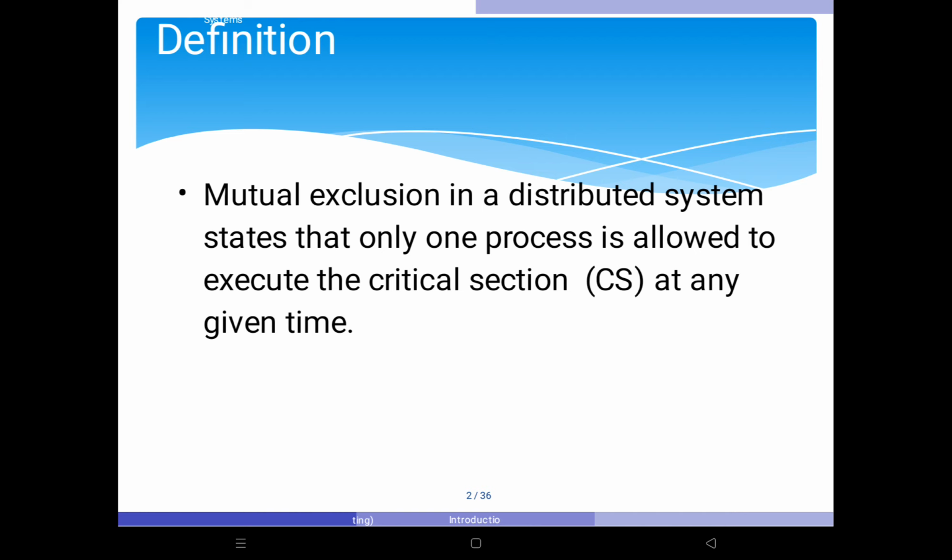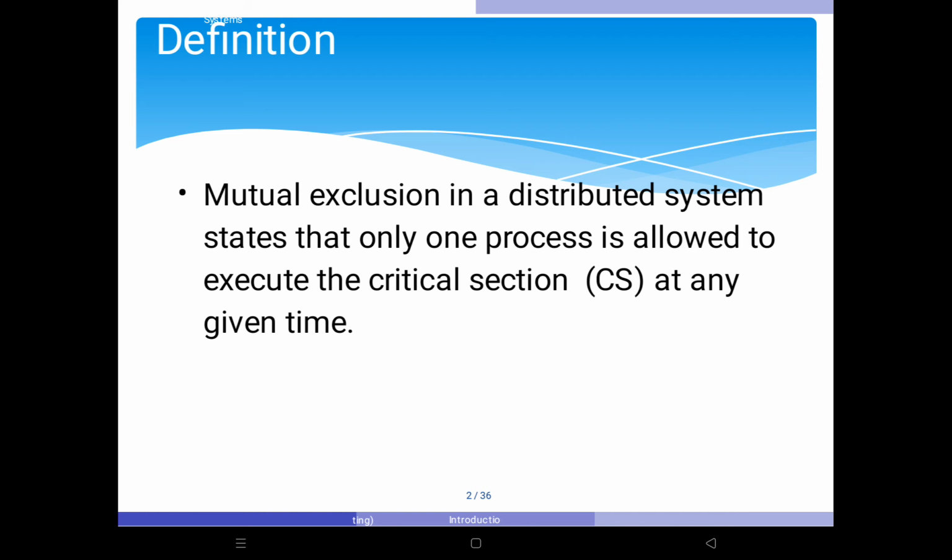There are four important requirements of mutual exclusion algorithms. The first is no deadlock. Two or more sites should not endlessly wait for any message that will never arrive. That is called no deadlock, one of the important requirements of a mutual exclusion algorithm.